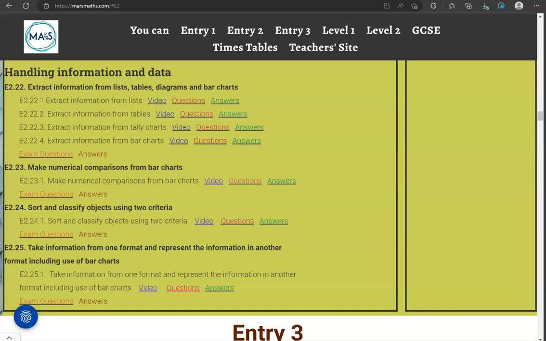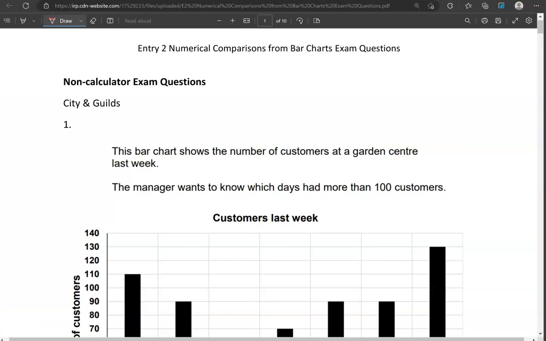In this video, I'll go through exam questions that cover the criteria Make Numerical Comparisons from Bar Charts. You can locate the questions on the massmaths.com website under Entry 2. The questions come from different exam boards. We'll start with the non-calculated questions and then we'll move to the calculated questions.